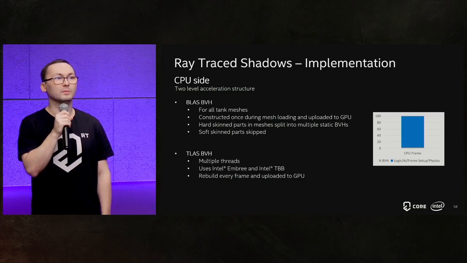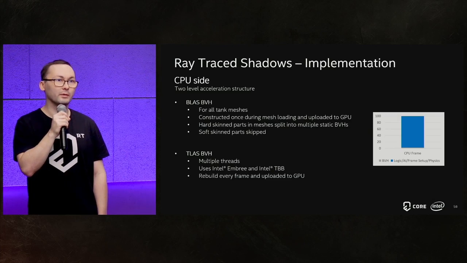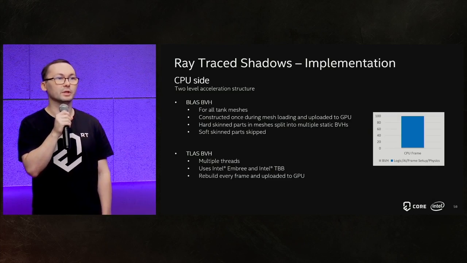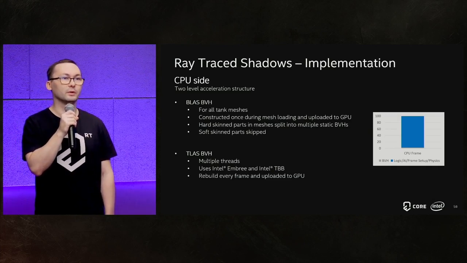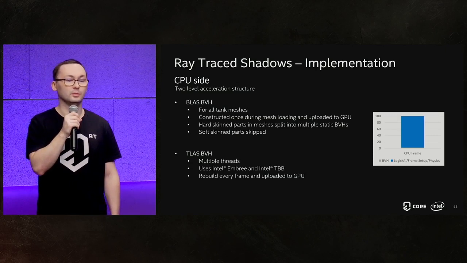In our game, tanks mainly consist of rigid bodies, so soft-skinned vertices are skipped. BVH refit is planned to be implemented in the future. Top-level acceleration structure is the level of mesh instances. We rebuild top-level BVH every frame using Intel Embree and upload to the GPU. Intel Embree uses multiple threads through Intel TBB.